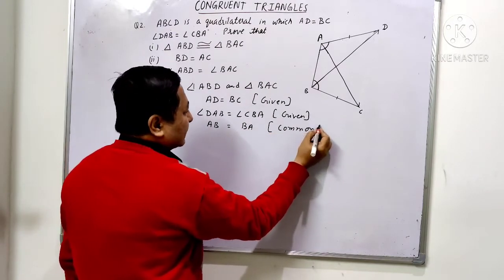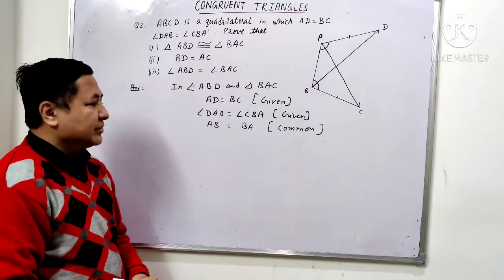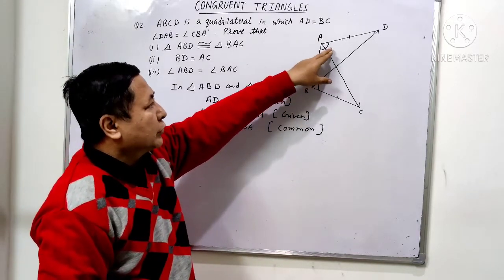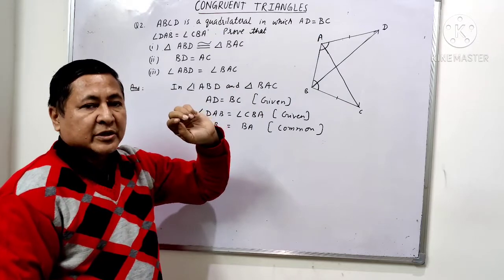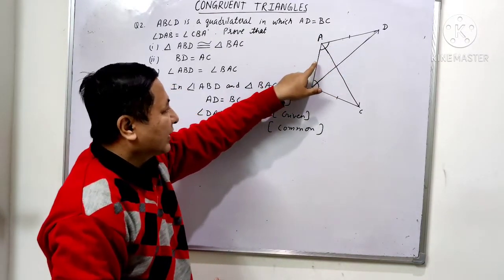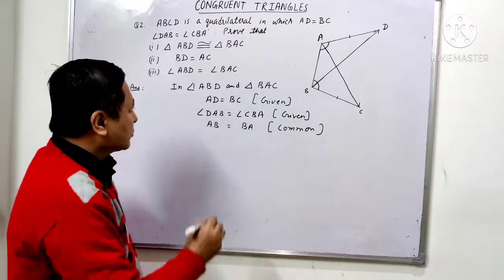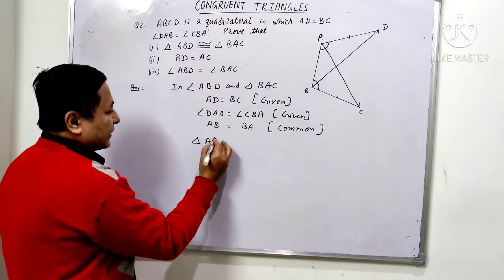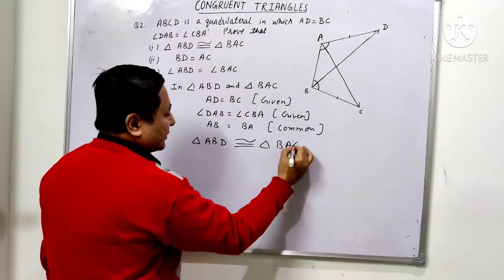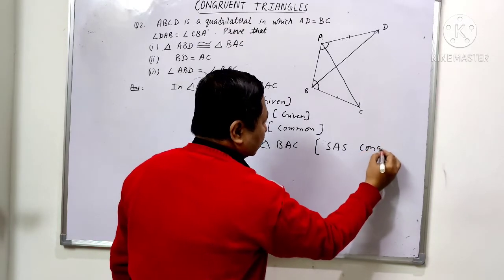So in these two triangles, AD is equal to BC, angle DAB is equal to angle CBA, and AB is equal to BA. These two sides are equal and one included angle is equal. So these two triangles are congruent by the rule side, then angle, and another side. Again here you can see side, then angle, and then side. So triangle ABD is congruent to triangle BAC by the side angle side congruence rule.